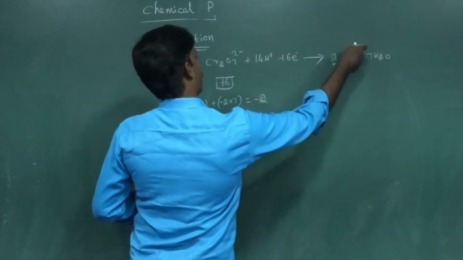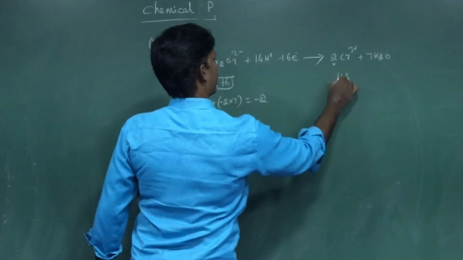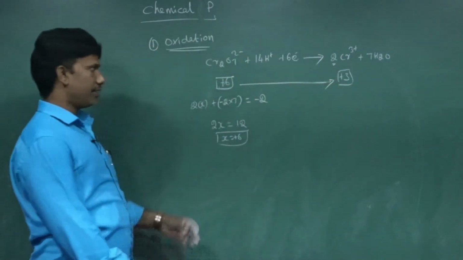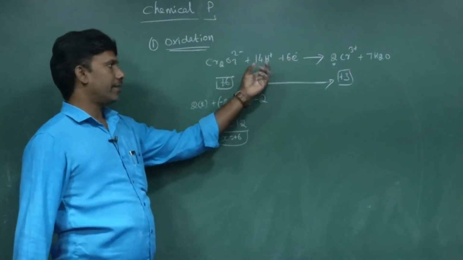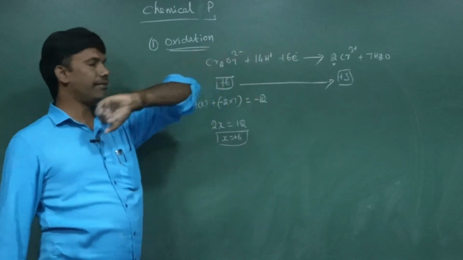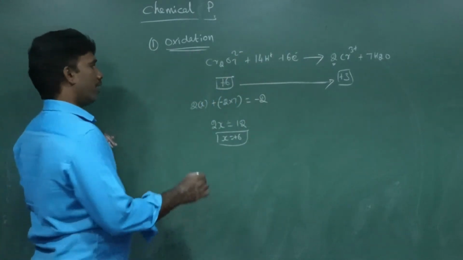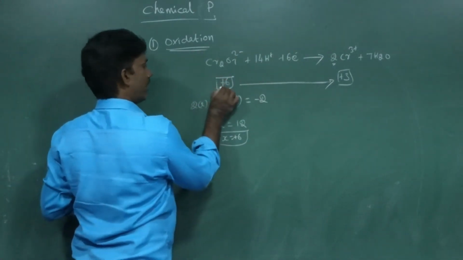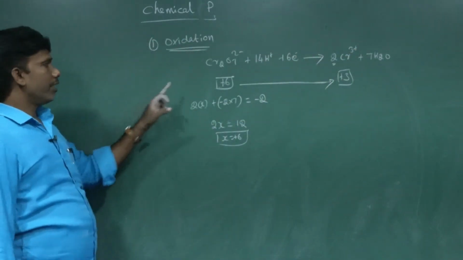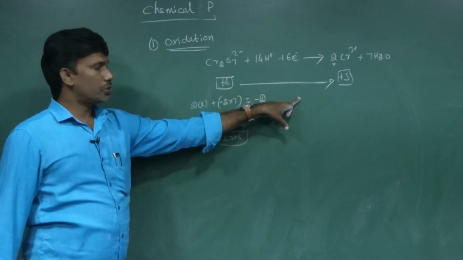See, we do not calculate this; it is only plus 3. What happened? Plus 6 to plus 3. It is accepting 6 electrons. 1 chromium for 3, or 2 chromium for 6 electrons, and it is giving a plus 3 oxidation state. Now look at the plus 6 oxidation state going to the plus 3 oxidation state. It is easily getting reduced.